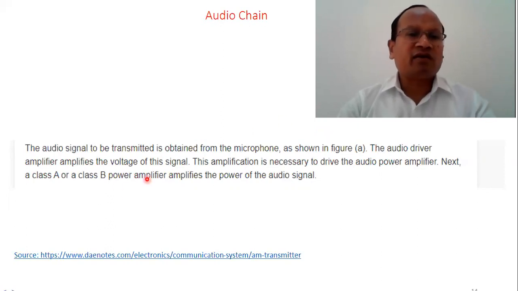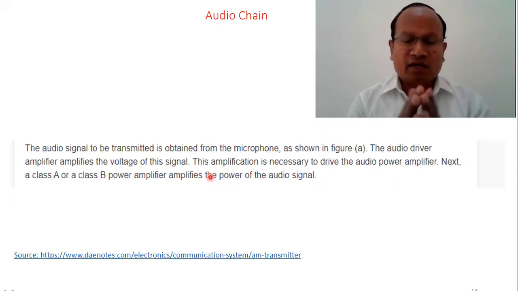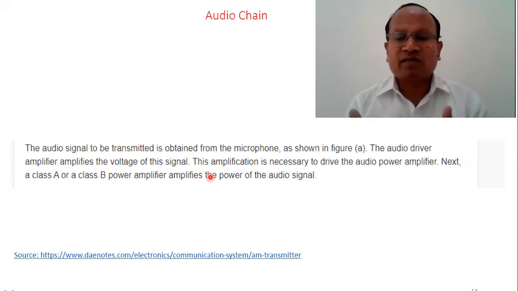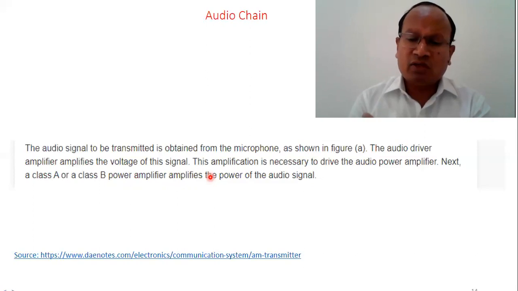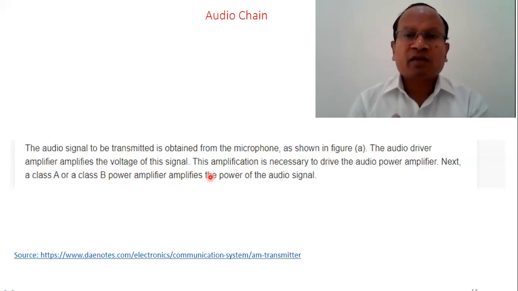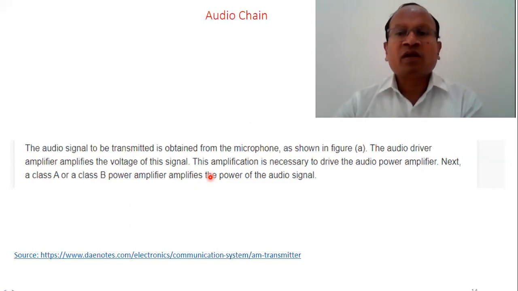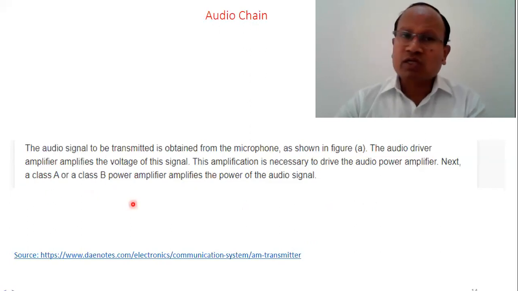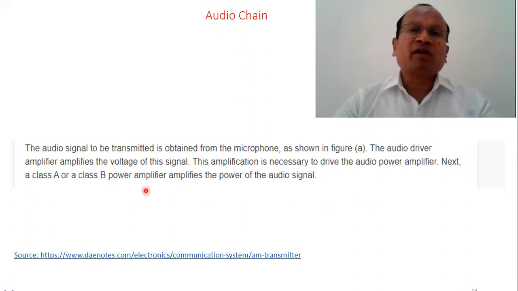This is the chain where the audio signal is obtained by the microphone. Then the audio driver amplifies the voltage signal. There are two things which are amplified: voltage level and power level. As I mentioned, signal strength has to be modified. Some voltage level can be modified by the audio amplifier, and then some particular value of power level needs to be there in the audio signal. So then it goes to the audio power amplifier. It can use either a class A or class B power amplifier that can amplify the power level of the audio signal.